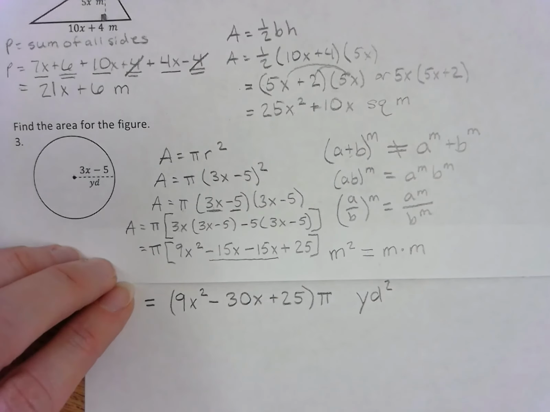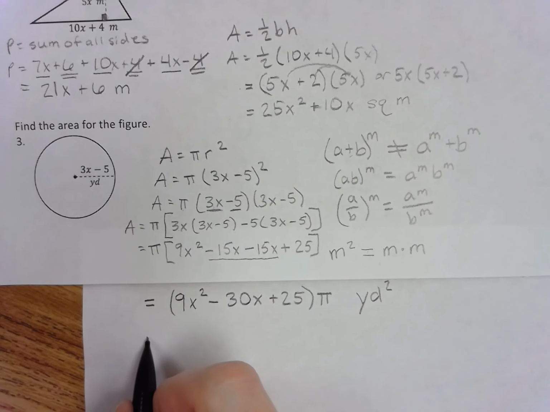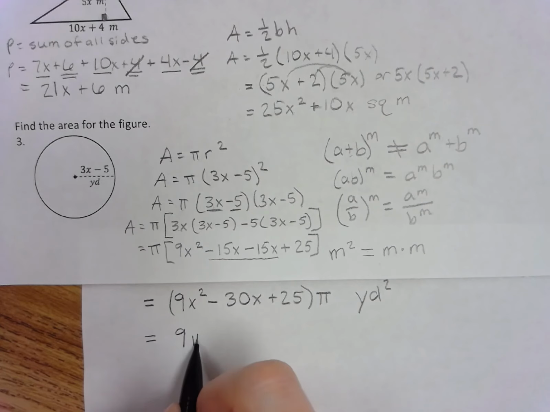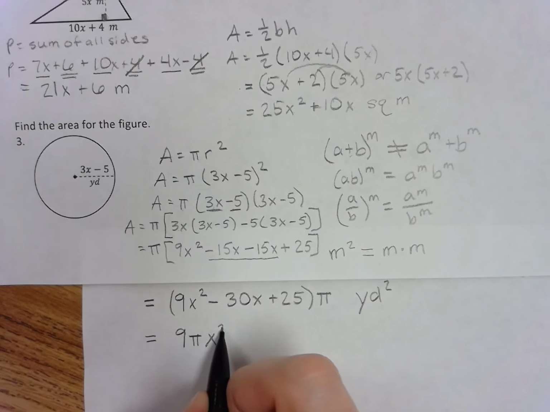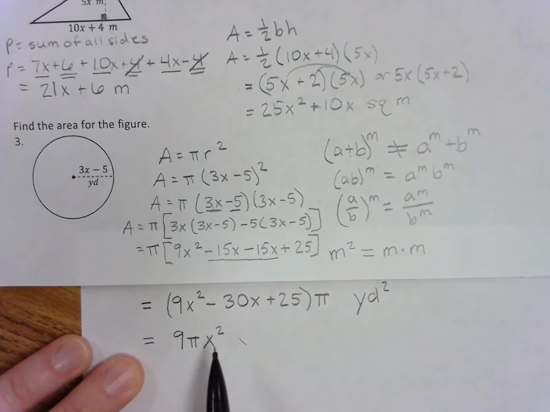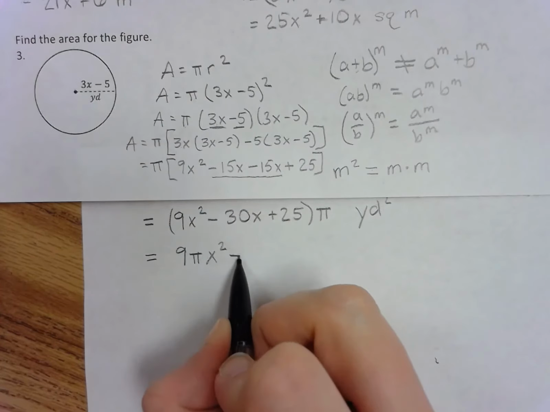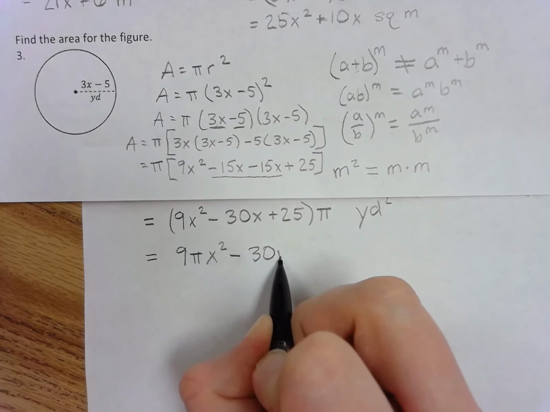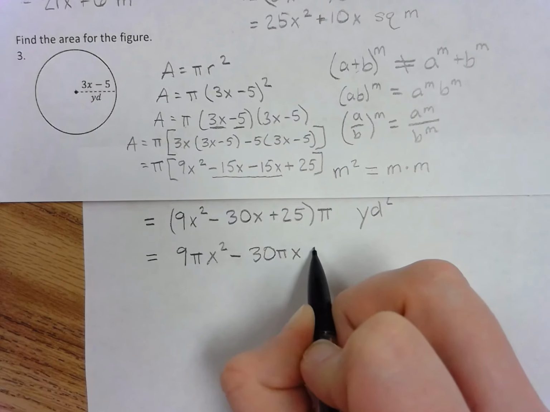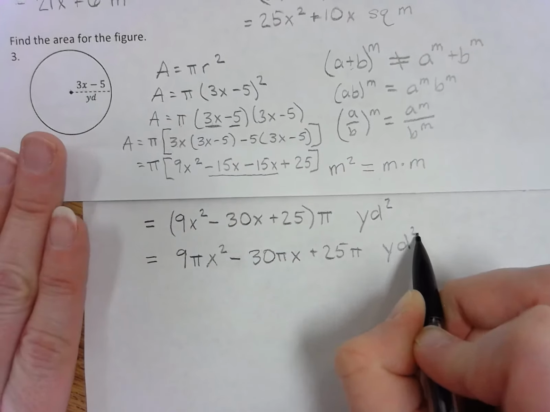We often see something like this on an ACT type question, if they say find the area in terms of pi, so you would just leave that. We're going to go ahead and distribute pi all the way through so that we can completely simplify. So 9 pi, multiplying that through, and then of course our x squared. Because pi is really a number, it makes sense to put it in front of the variable x squared. Then of course we're going to have minus 30 times pi, so again just 30 pi times x, and then the 25 pi. And then we've already said our units are square yards.